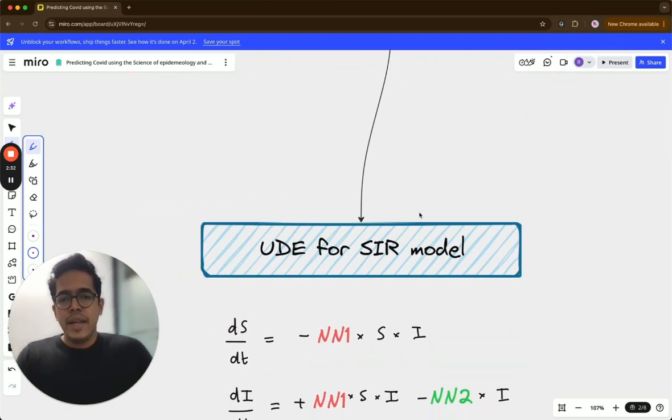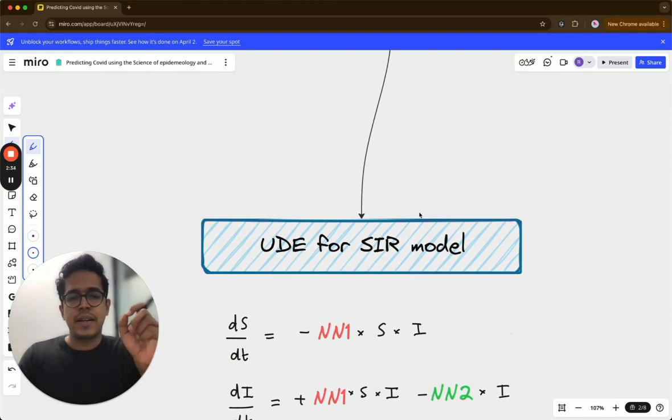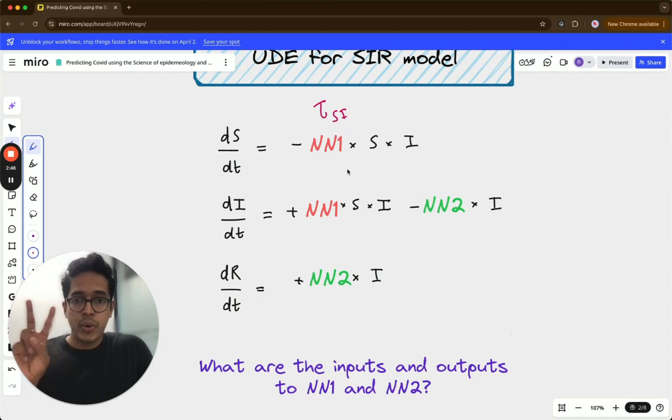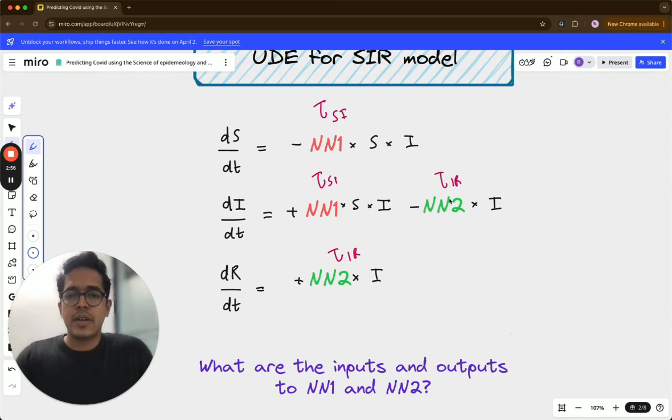Now, a UDE for the SIR model, susceptible, infected, recovered model, can look like this. Here, dS by dt, instead of being minus tau SI, you replace it with a neural network. So you need two neural networks because tau SI appears here and here, whereas here it is tau IR, right? The tau IR terms, which appear in two of these equations, you replace with NN2, which is the proxy for the second neural network. Tau SI is replaced by NN1, which is the proxy for the first neural network.